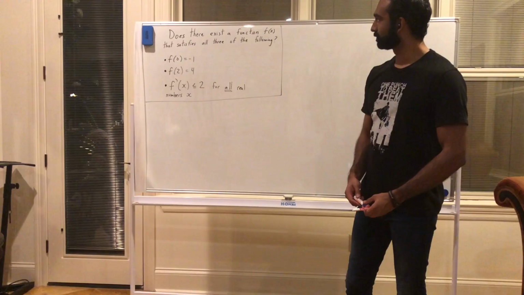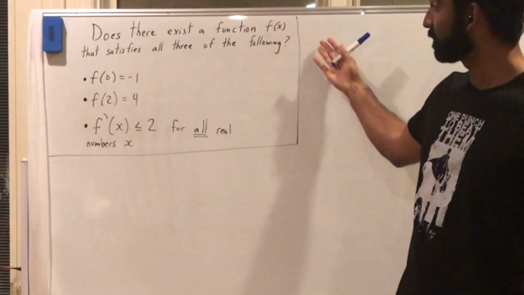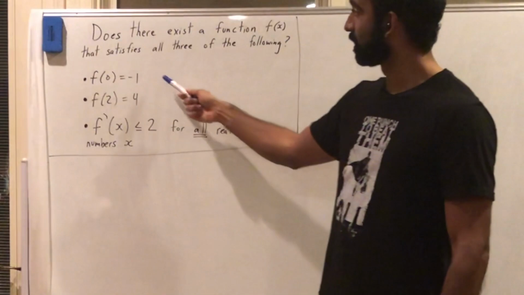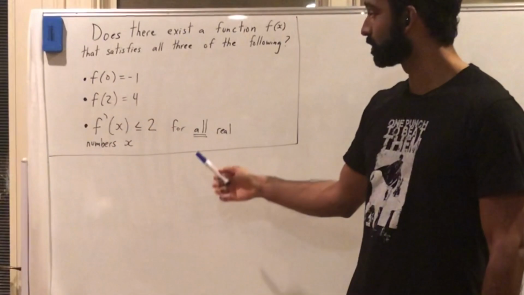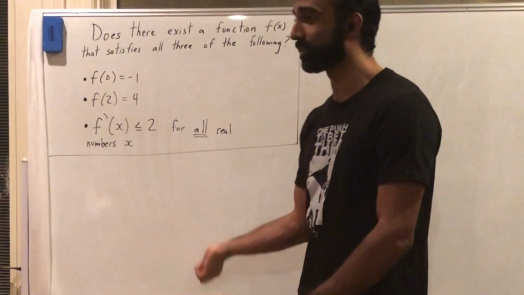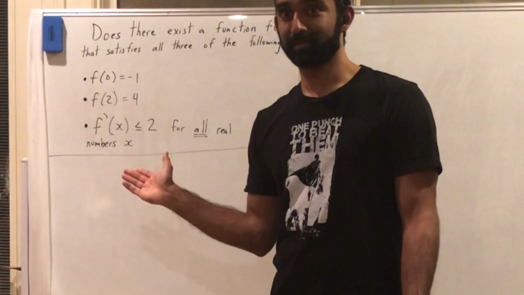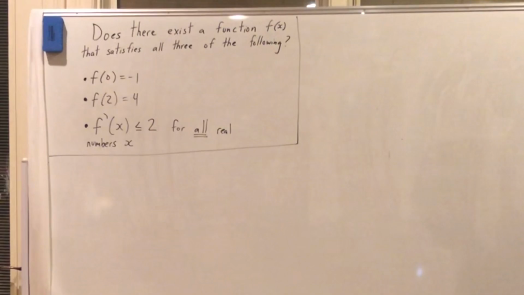Okay, so final boss, guys. Yet an offbeat problem. Does there exist a function f of x that satisfies all three of the following? F of 0 is -1, f of 2 is 4, and the derivative exists and is always less than 2 for all real numbers x. So again, you see something like this. The last thing that comes to your mind is this weird, funky MVT, right? But that's kind of the point of these. They want to throw you off course with this offbeat phraseology.